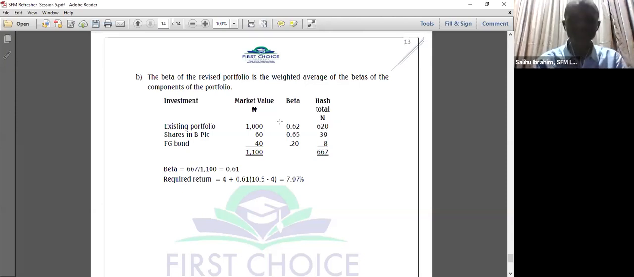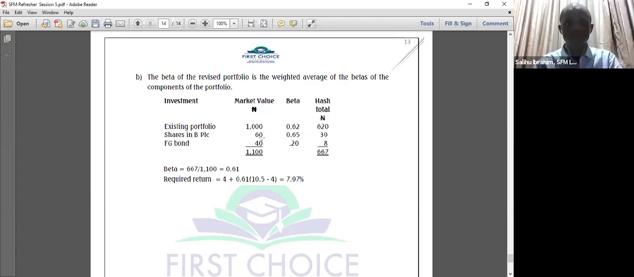Now, for shares of BPSC, the share we want to buy, how much do you want to spend? 60%. I told you, you can say 60% of 100 million, which should be 60 million, no problem. You can equally go with the ratio: 60% on B shares, 40% on federal government, no problem. It is the same thing, so I'm using the ratio now.